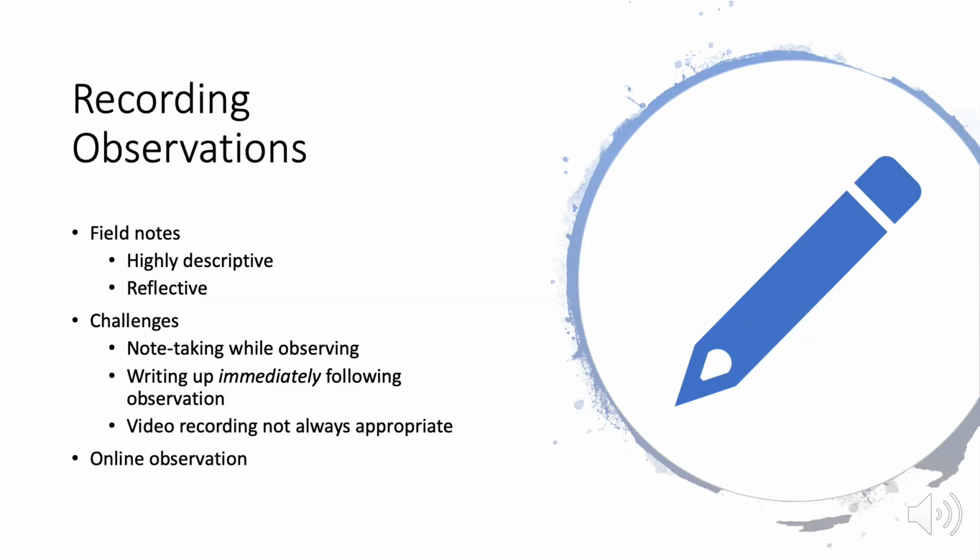Recording observations can be challenging. Often we do a lot of field notes, and they can just be handwritten, but the field notes are intended to be highly descriptive, as detailed as possible, and also reflective, again, of the researcher's role in the scenario that's being observed. It can be very challenging to do the note-taking, though, while the observation is in progress. So generally it's recommended that researchers write up their field notes immediately as soon as the observation is concluded before they do anything else.